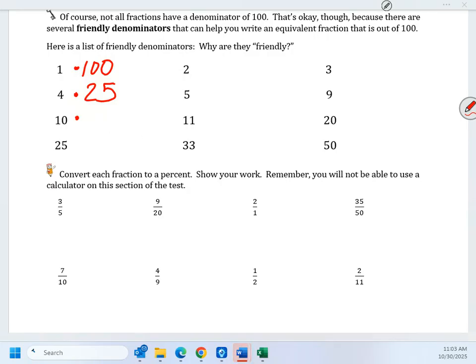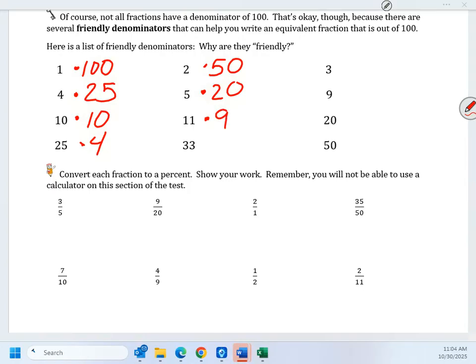Thank you, Elliot. Finley, what would we multiply 10 by? 10. 10. What do we multiply 25 by? Laura? 4. What do we multiply 2 by? 50. 50. What do we multiply 5 by? 20. That one's the 20. What do we multiply 11 by to get us super close? 9. To 100 by 9.